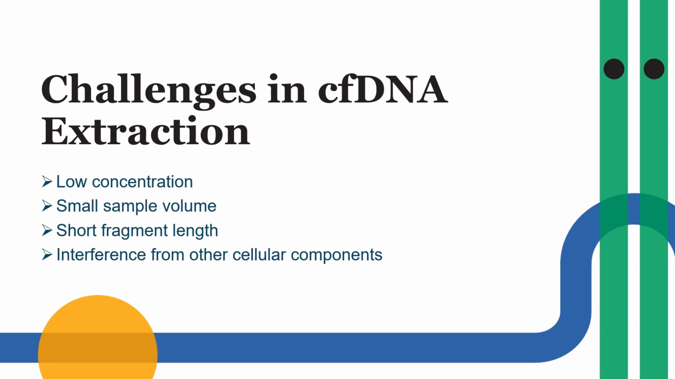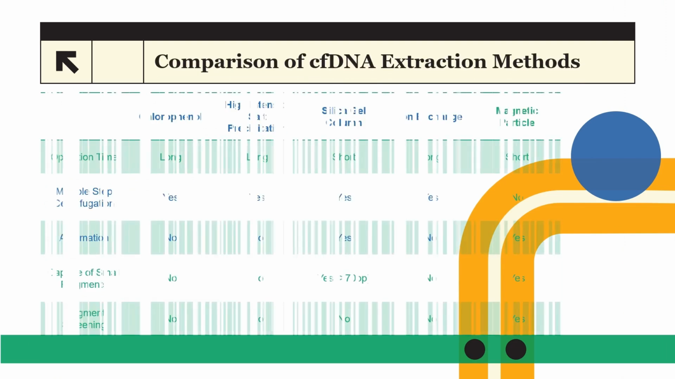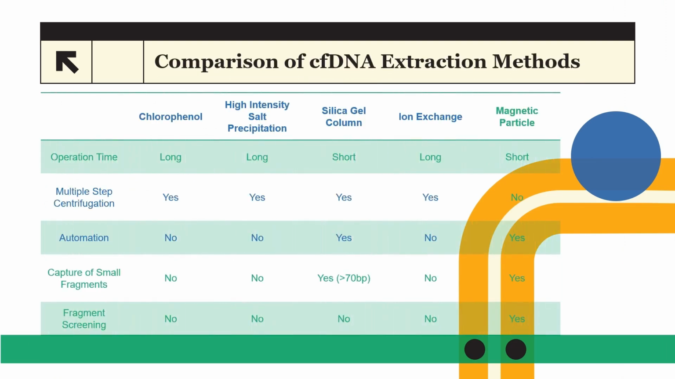To overcome these challenges, researchers have developed various techniques, including magnetic bead-based and column-based methods, to efficiently extract high-quality cfDNA. Here is a comparison of cfDNA extraction methods. Magnetic particle-based extraction stands out due to its short operation time, no need for multiple centrifugation steps, automation compatibility, ability to capture small fragments, and fragment screening capability.